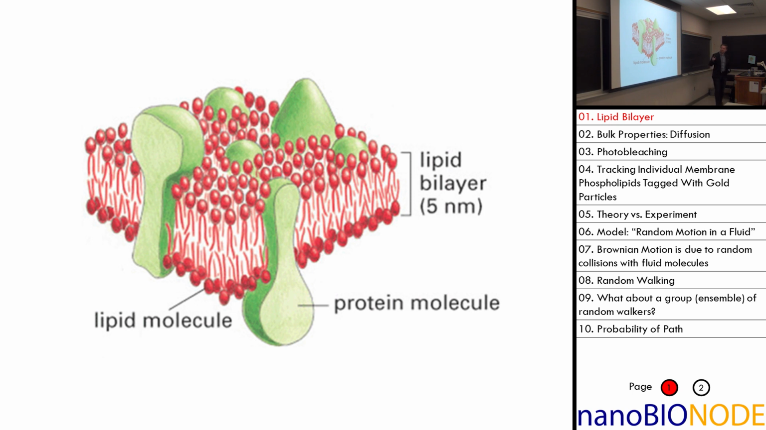All right, so it turns out that one of the first places where people thought about diffusion in a biophysical context was thinking about a cellular membrane. Okay, so this is an example of a model for the cell membrane. Has everybody seen something like this before? So this is what's called the fluid mosaic model.